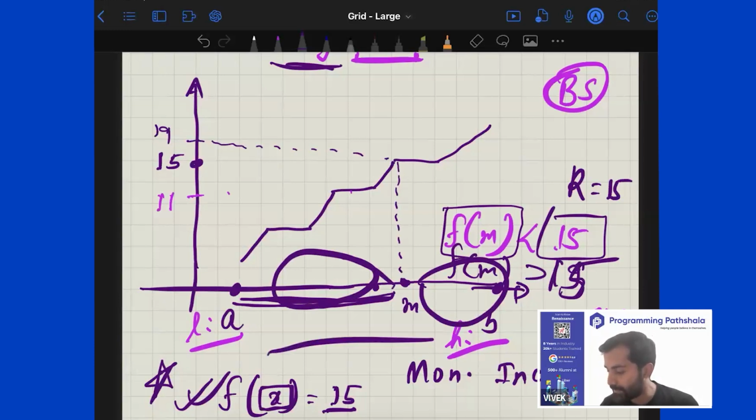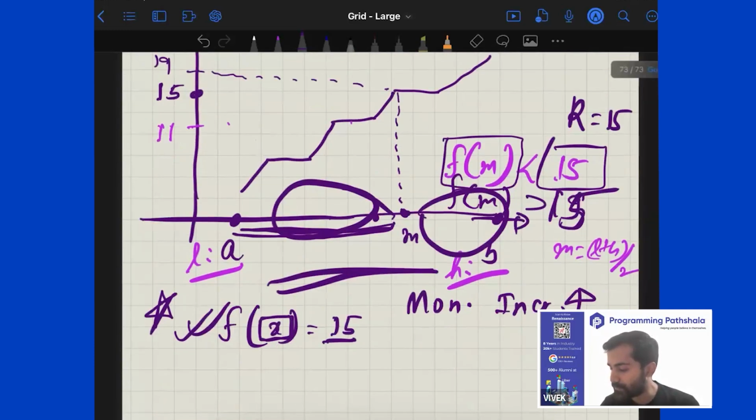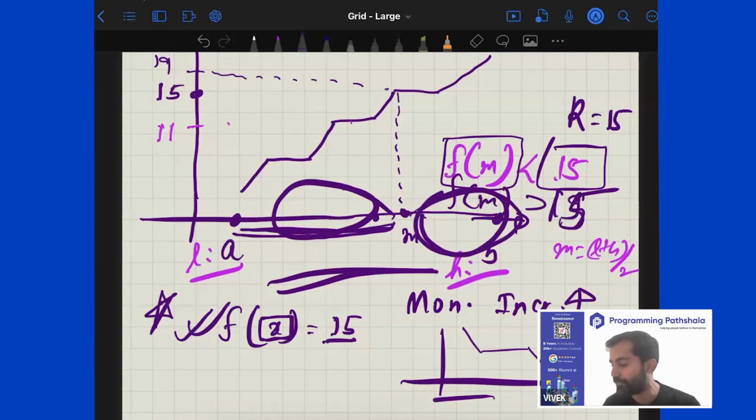Now, this same idea can be used if our graph is in monotonically decreasing form also. The exact same idea can be used with just a little bit of variation. I mean, the conditions where you are going right here, in those conditions, you will come left here. And the conditions where you are going left here, you will go right here.